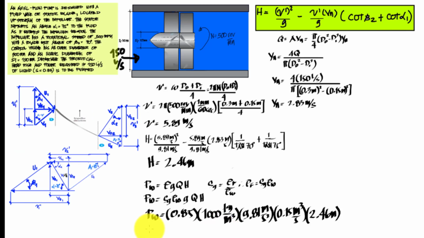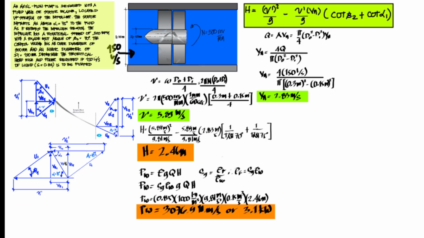So the value of your water horsepower is 3076.9 Newton meter per second, which is equal to 3.1, in units of kilowatt. Okay, so that concludes the solution of the problem. So, it's easy, it's not complicated compared with the centrifugal pump.